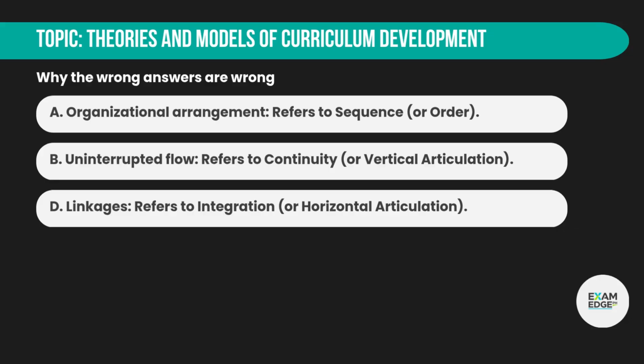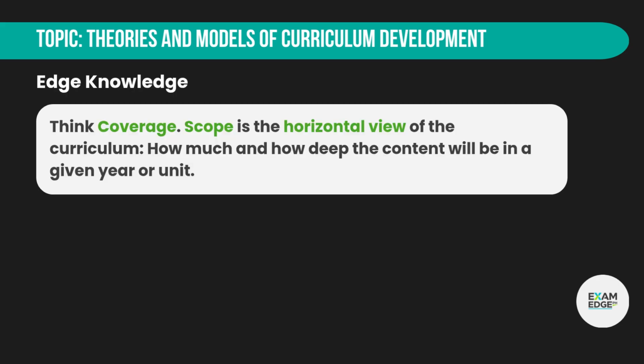A. Organizational arrangement. Refers to sequence, or order. B. Uninterrupted flow. Refers to continuity, or vertical articulation. D. Linkages. Refers to integration, or horizontal articulation. Edge knowledge. Think coverage. Scope is the horizontal view of the curriculum. How much and how deep the content will be in a given year or unit.